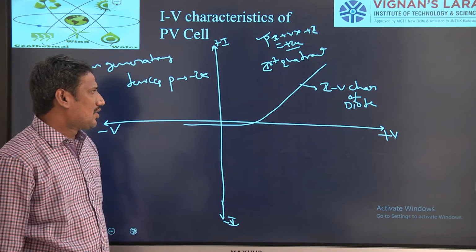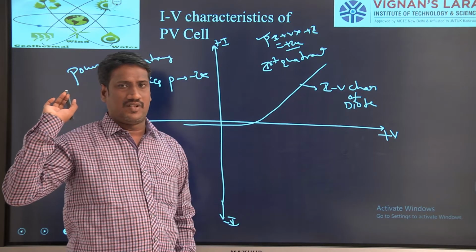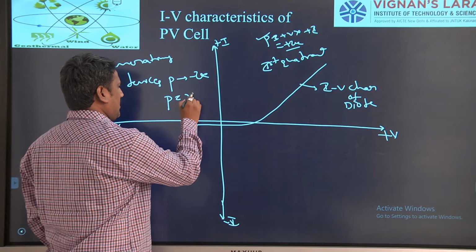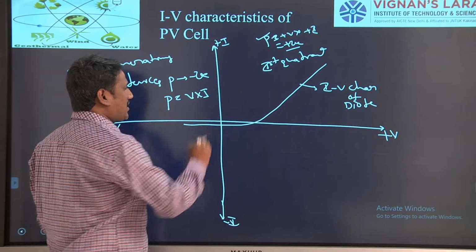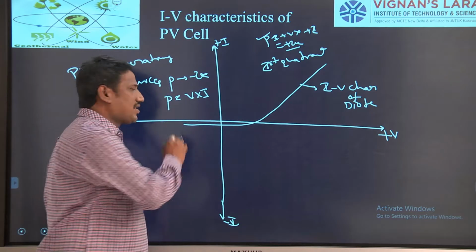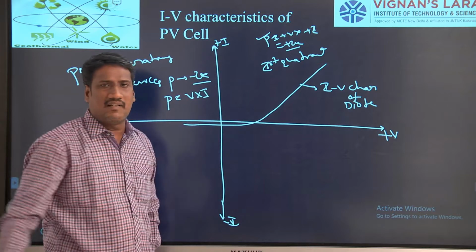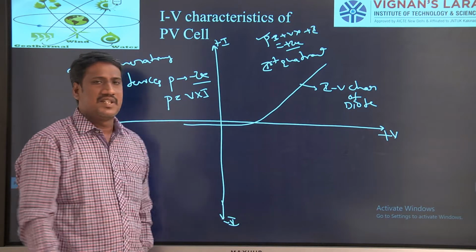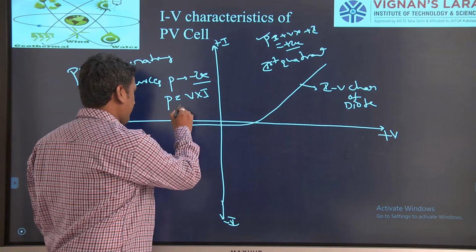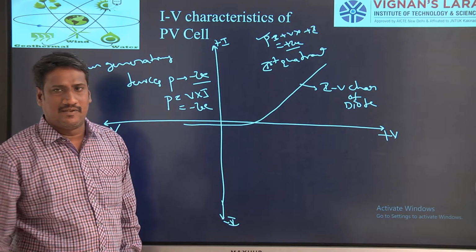In which quadrant will the PV cell operate? That is a very, very important question. Power is nothing but voltage into current. It must be positive for consuming devices. It must be negative for generating devices. As the PV cell is a generating device, P must be negative. My question is when it will be positive and when it will be negative.